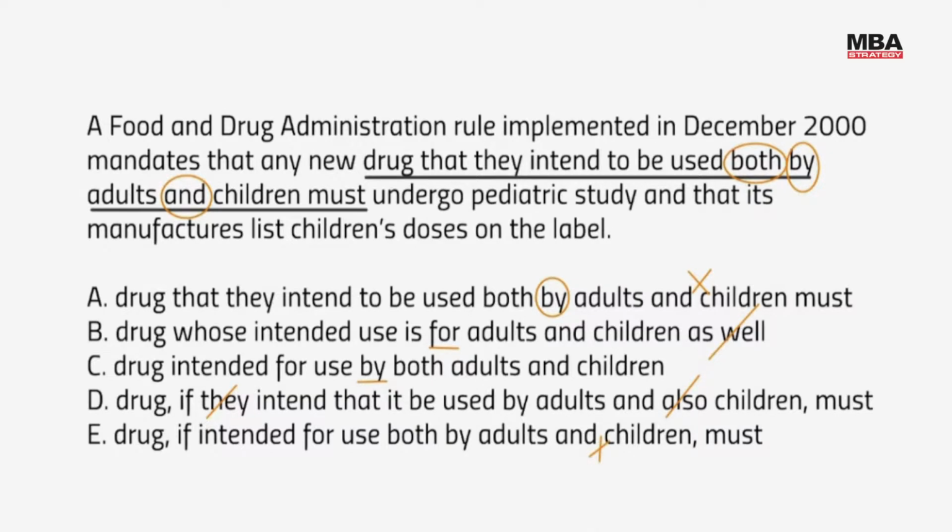Another aspect to consider is the use of the modal verb must. It appears as a part of this structure, mandates that any new drug undergo. This structure is called the common subjunctive mood. We will learn about these structures in our subject-verb agreement video. The use of the modal verb must before undergo breaks the structure. So we're left with option C, which is grammatically correct and which is the most concise answer.